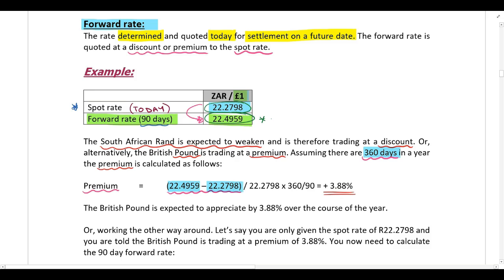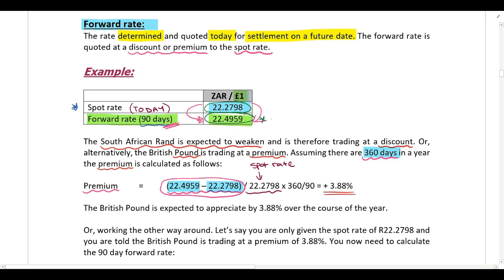We can then see the premium that the pound is trading at, or the discount that the rand is trading at. This shows me how much the rand is expected to devalue over the next 90 days, okay? Or how much the pound is going to strengthen over the next 90 days. It's the difference between these two rates. If we want to work this out as a percentage, we just need to divide by the spot rate today so that we can get that as a percentage.